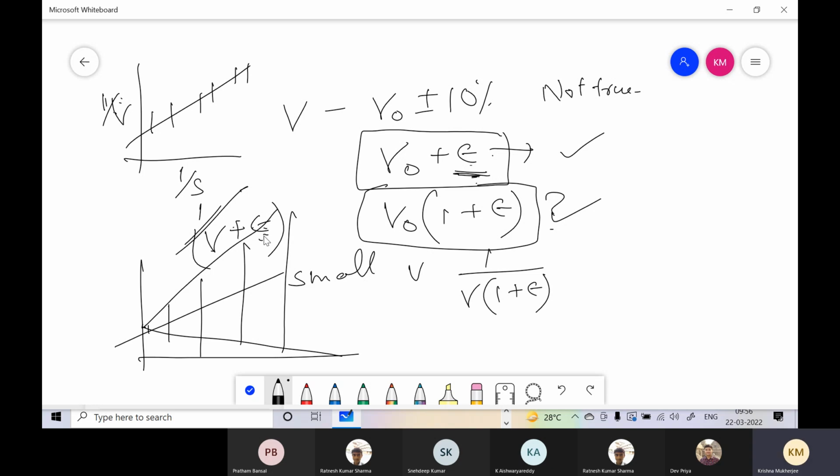So for the Hanes plot as well as the double reciprocal plot, if your error is like that, you can take reciprocals without too much trouble. So that is one thing.